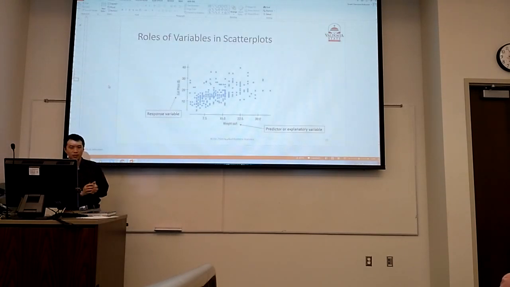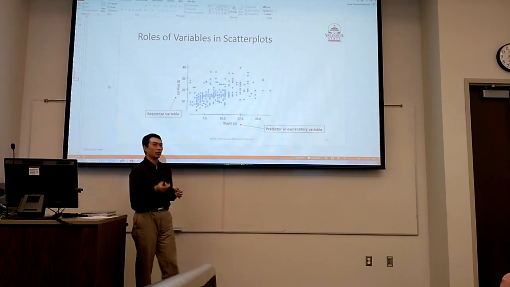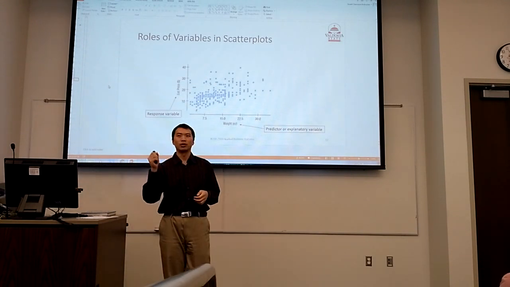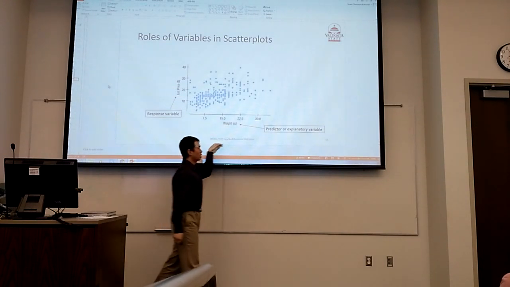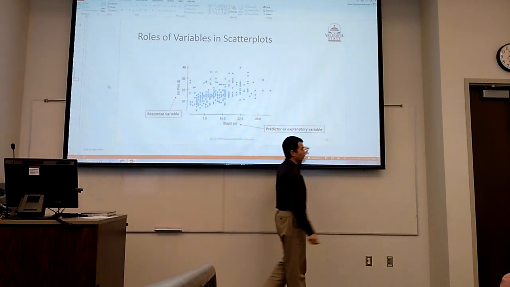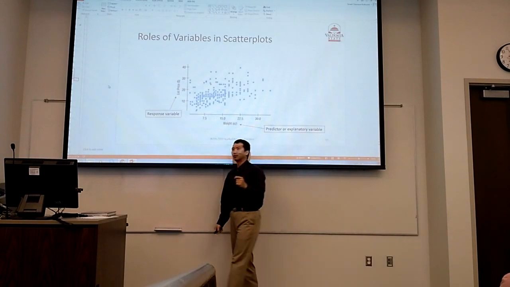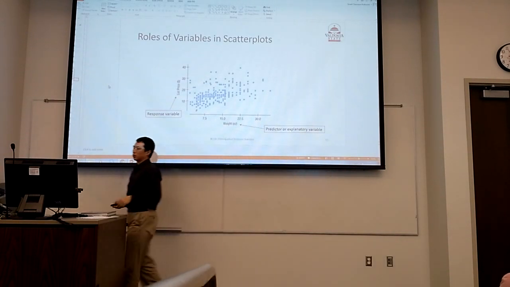And then we started to talk about two variables, how to name the two variables. One is the predictor variable, the other is the response variable. Okay? So in the x-axis or horizontal axis, that's your predictor variable. And in the vertical axis, that's the response variable.